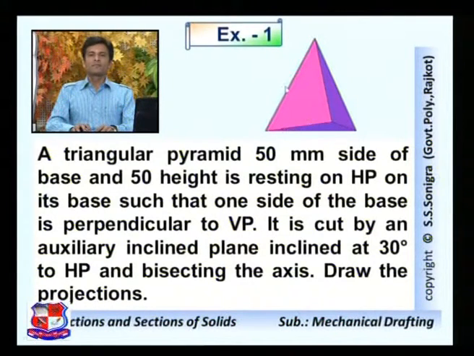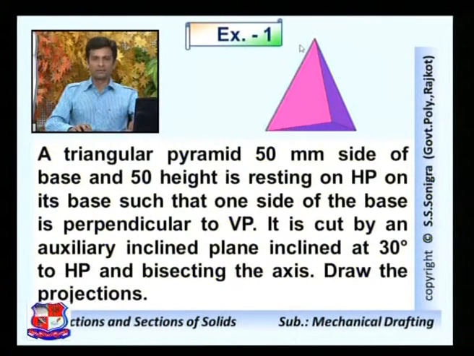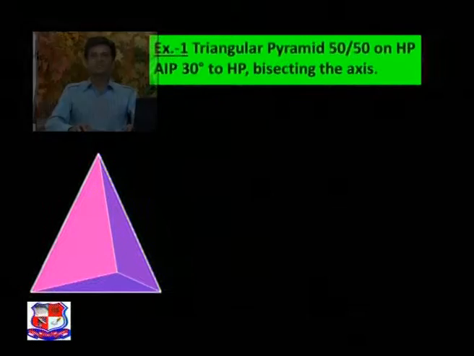This has 4 triangular faces, and the length of each triangular face is given as 50 mm. So the side length of this triangular base is 50 mm and the height is 50 mm. So the length of this slant edge will not be 50 mm. The height is 50 mm. It means that the distance from this bottom plane to this apex point is 50 mm. So how to draw this problem?